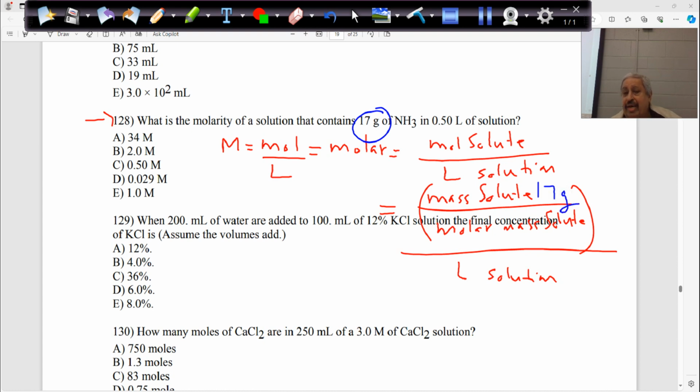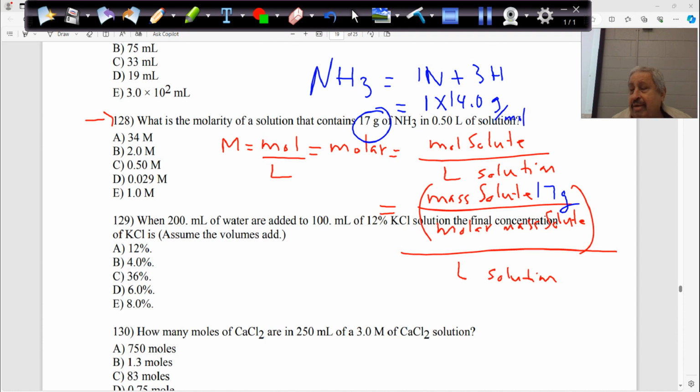Now, what's the molar mass of ammonia? Ammonia is NH3, 1 nitrogen and 3 hydrogens. Nitrogen is 1 multiplied by 14.0 gram per mole. That's the atomic mass of nitrogen, 14. Look it up. Hydrogen is 1, so 3 times 1.0 gram per mole. So, how much is it? 17, correct? That will be 17.0 gram per mole.